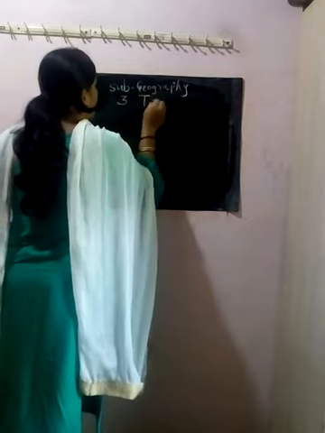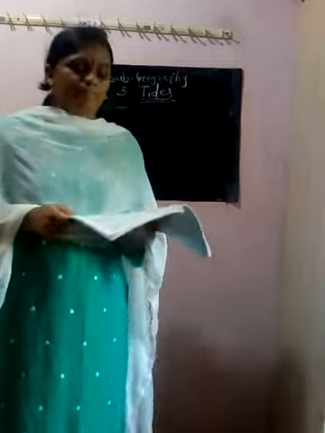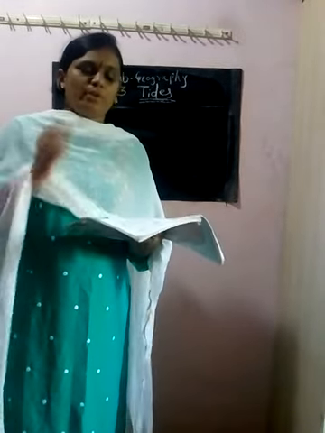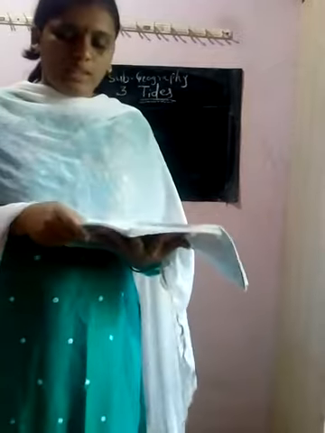Geography, Standard 7. Our topic number 3, tides. Last period we learned about the tide and many concepts in this topic. We learned about the main concept of a tide. Today we are going to learn about the types of tides and more information about them.